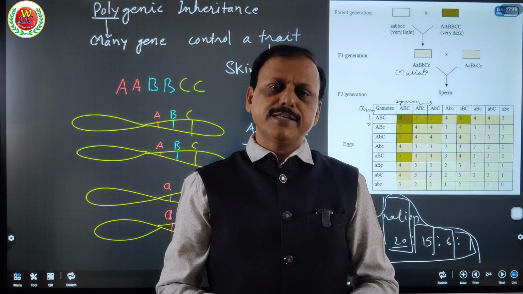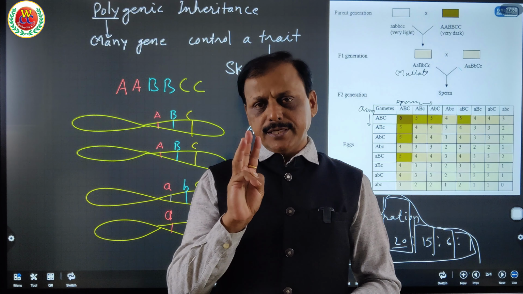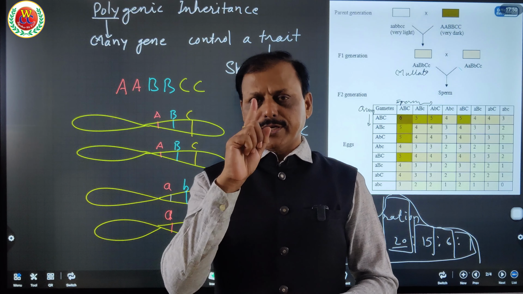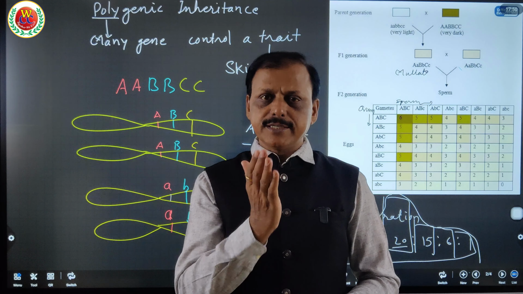I hope you understood how polygenic inheritance controls our skin color, through more than one gene in their dominant form. In Mendel's work, only one allelic pair of genes controls the trait, but this is an exception to Mendel's law, where 3 non-allelic pairs of genes control a trait, hence it is known as polygenic inheritance. I hope you understood well.